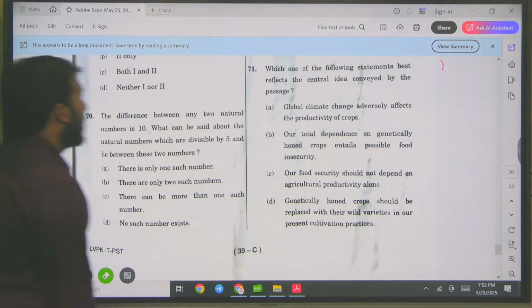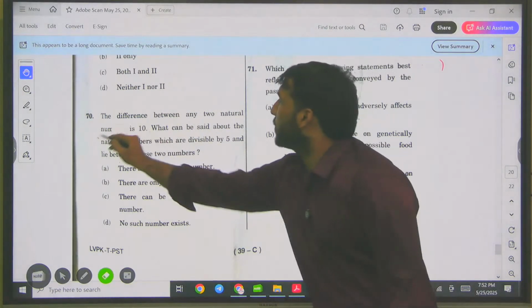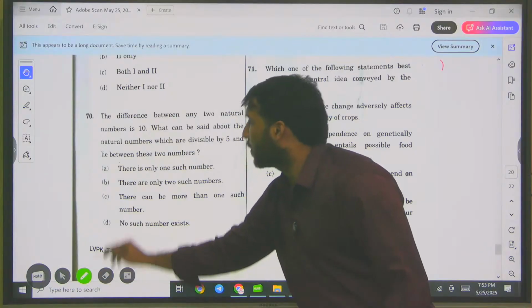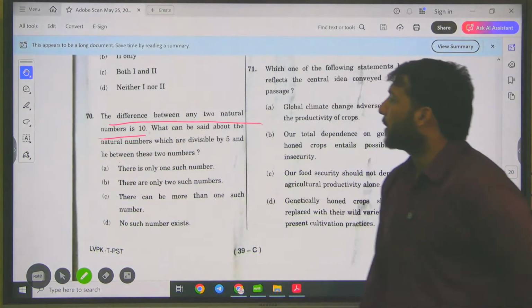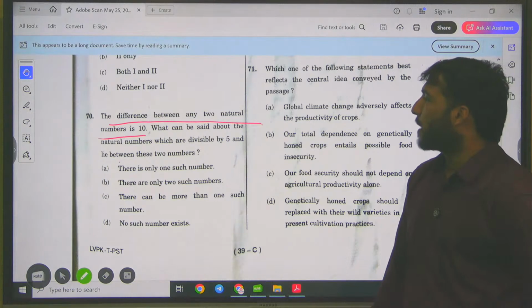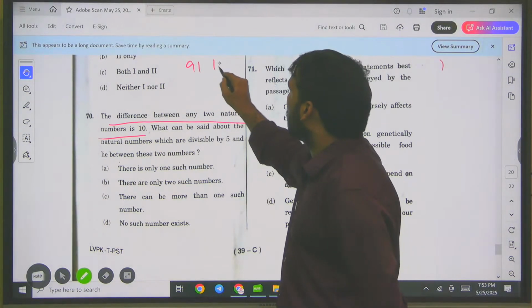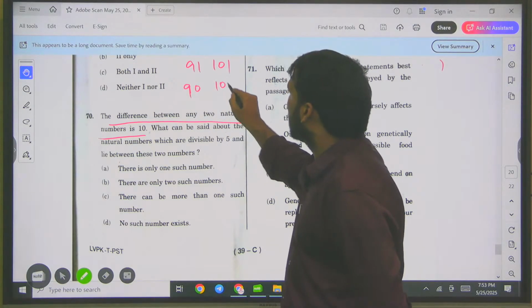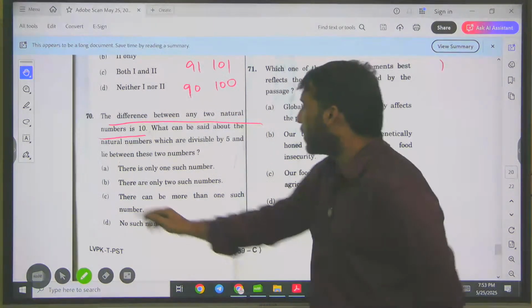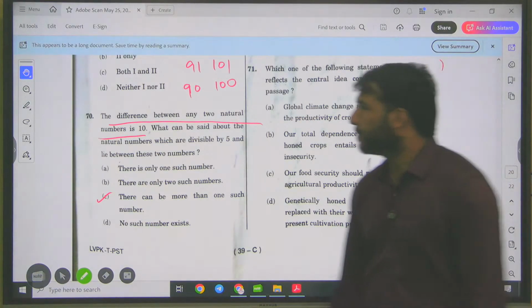The difference between any two natural numbers is 10. What can be said about the natural numbers which are divisible by 5 and lie between these two numbers? For example, I can take 91, 101 and 90, 100, whatever it may be. It means there can be more than one possible number. Direct questions.